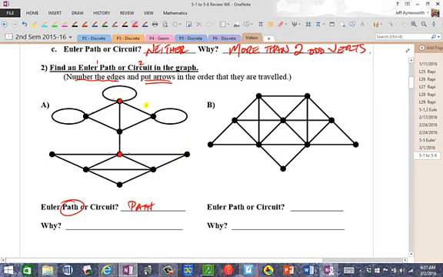Okay, so what I'm going to do is I'm going to start here, and I'm going to end here. So I have two odd vertices, exactly two odd vertices. That tells me that I have a path. Okay, so here we go. Now, there are more than one path possible, so remember that.